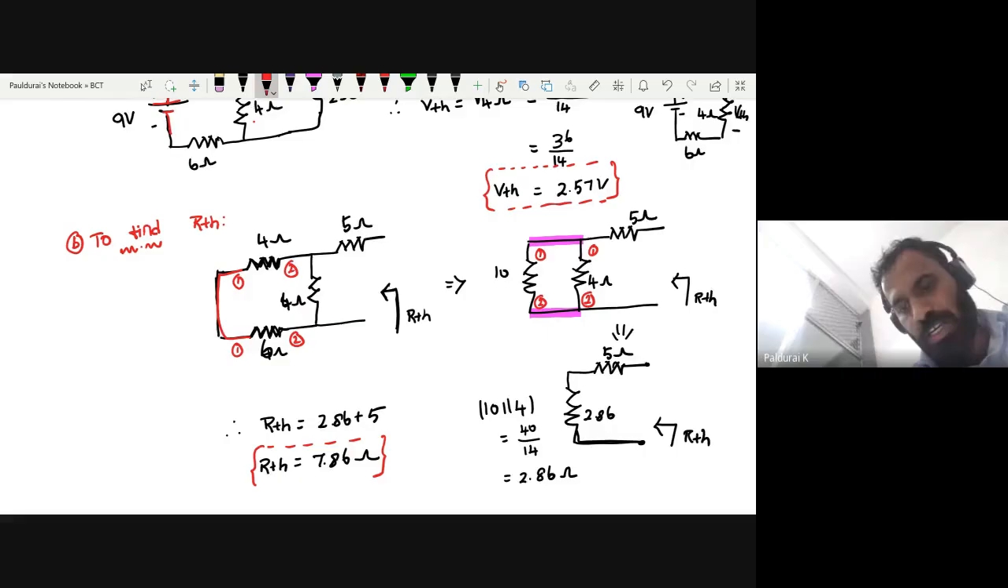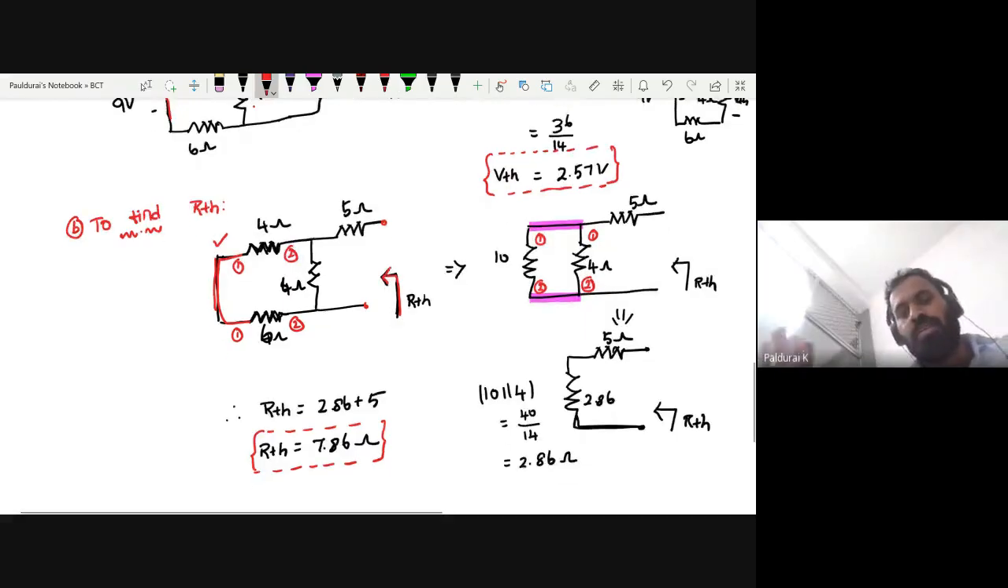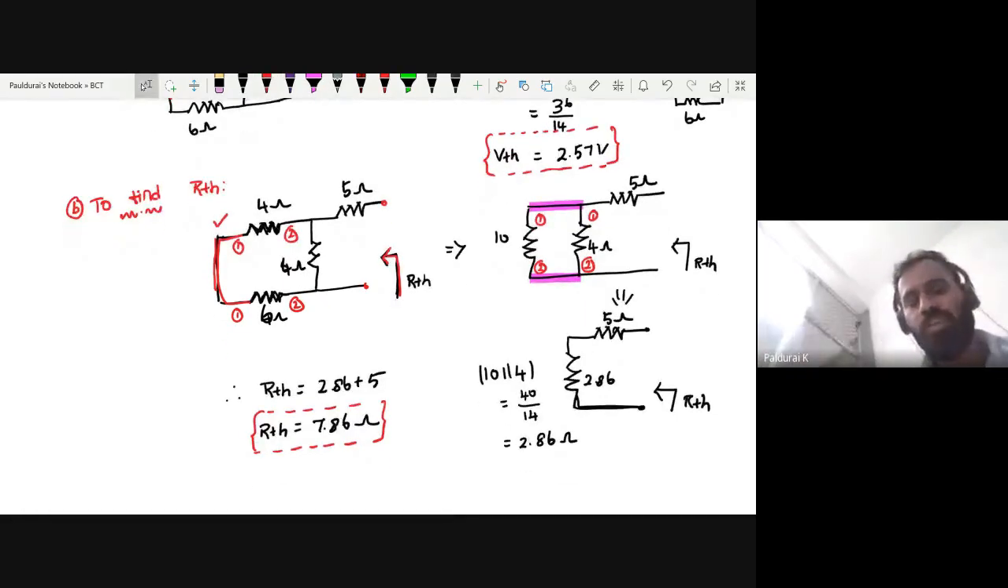Okay, you want to replace the voltage source with a short circuit, open the load, and find the voltage across it. Sorry, find the resistance across it. Suppose you want to find the resistance across these terminals, then you start from the opposite side. Just simplify. We have already studied network reduction, so you know how to simplify this circuit. At last you will end up with 7.86. Understood? Now you can verify.